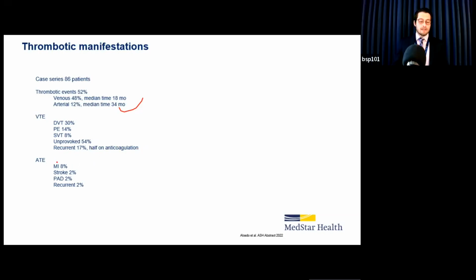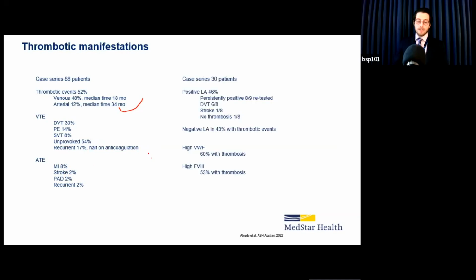And for arterial events, 8% of them had MI, and a few had strokes and peripheral artery disease. To try to understand why these patients are at increased risk of thrombosis, we took a closer look at 30 patients, and half of these patients have a positive lupus anticoagulant. So about, let's say, 15 patients.